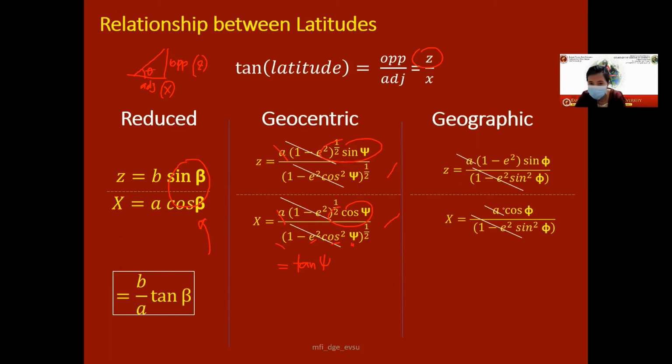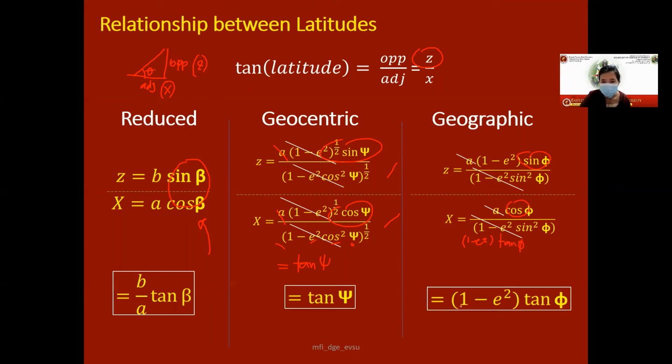So the remaining would be, what else? Nothing more. So we have 1 minus e squared. Since this is sine over cosine, that is equivalent to tangent of phi. So this now becomes 1 minus e squared tangent of phi, and this is tangent of chi, and this is b over a tangent of the reduced latitude.